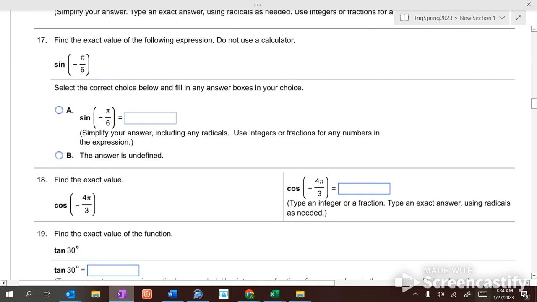Sine of negative pi over 6. Now you could figure this out looking at your unit circle. Go down pi over 6, and you get negative 1/2. But if you don't want to do it that way, add 2 pi to it, which 2 pi is 12 pi over 6. And you get 11 pi over 6. So it's the sine of 11 pi over 6, which is negative 1/2.